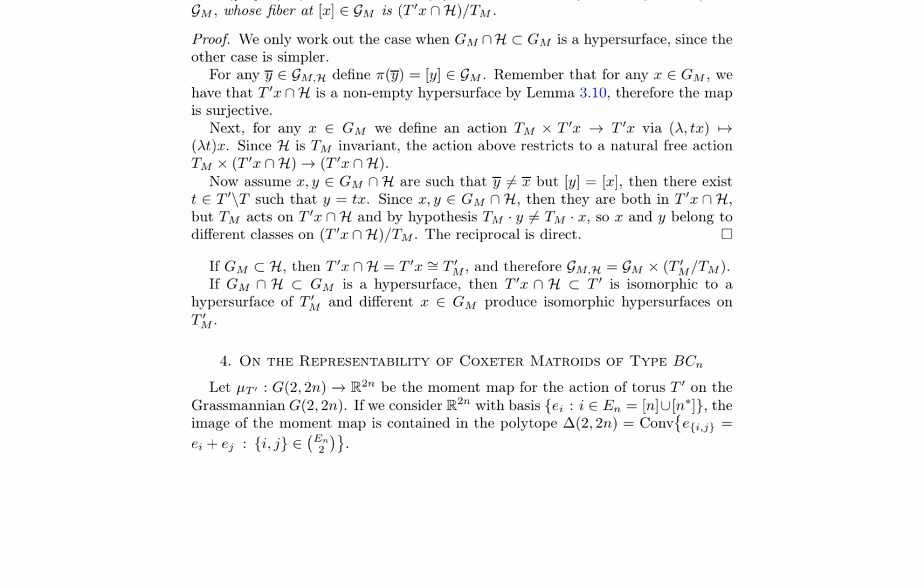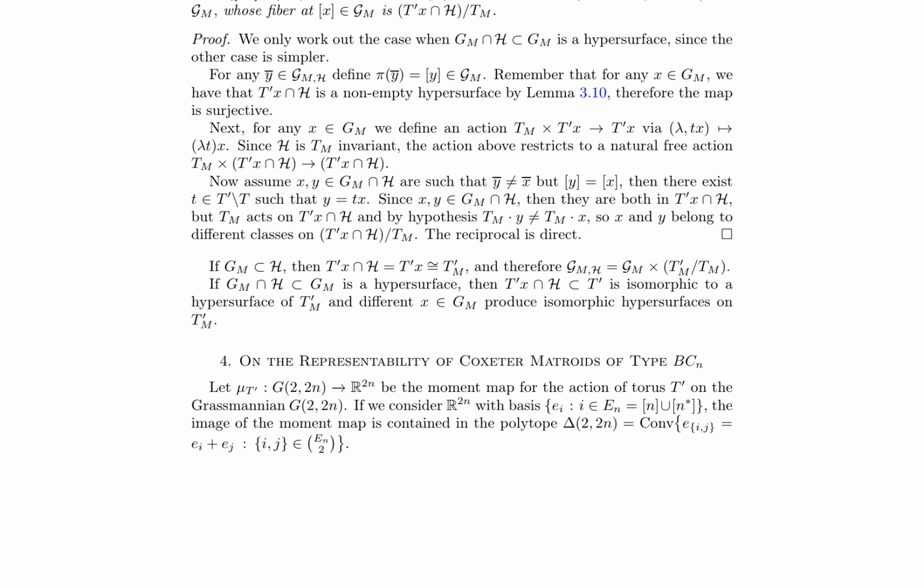The authors also discuss the case when G_M is a subset of H, and show that in this case, T ∩ H is isomorphic to T_M, and (G_M ∩ H)/T_M is isomorphic to G_M times T/T_M. They also discuss the case when G_M ∩ H is a hypersurface, and show that T ∩ H is isomorphic to a hypersurface of T_M.